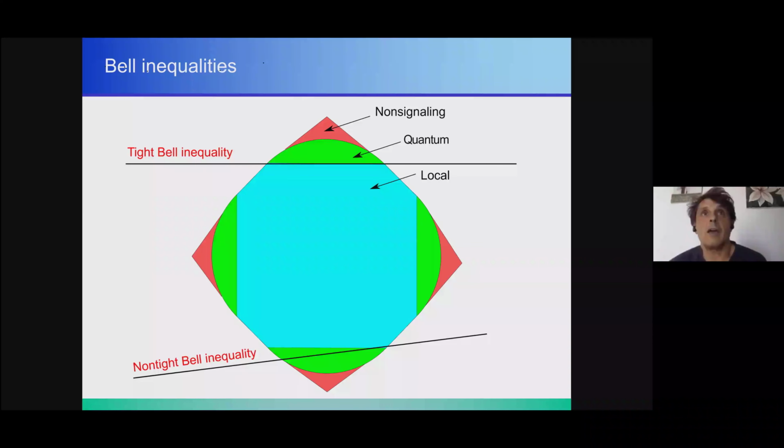In that context, a tight Bell inequality is exactly a condition that separates the set of local behaviors from the non-local behaviors. And we also have Bell inequalities that are not tight, in the sense of the picture.